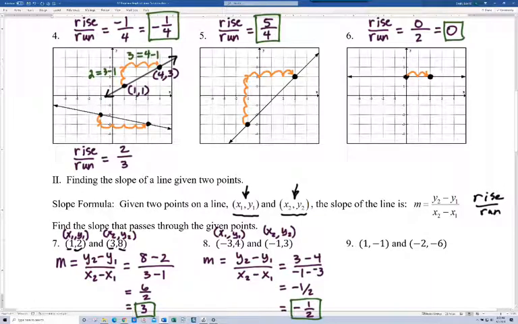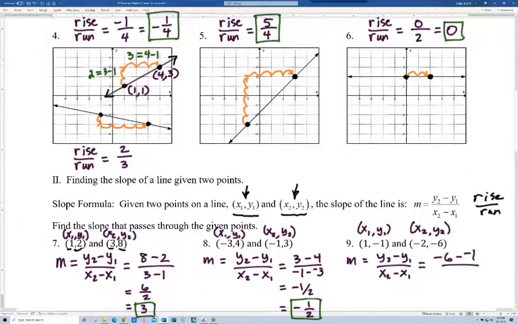All right, so on number 9, we've got our formula. We'll label our points. And so we have y sub 2 minus y sub 1, which is negative 6 minus negative 1. And we've got x sub 2 minus x sub 1. That's going to be negative 2 minus 1. In the numerator, we have negative 6 plus 1, which is negative 5. And negative 2 minus 3 is negative 3. And of course, a negative divided by a negative is a positive, so we end up with 5/3.